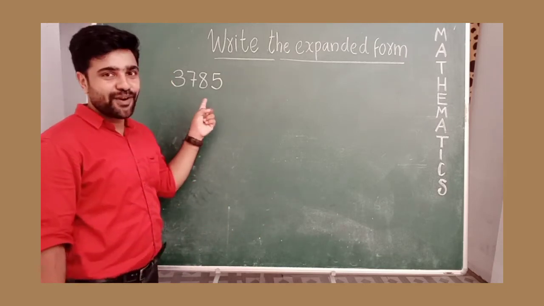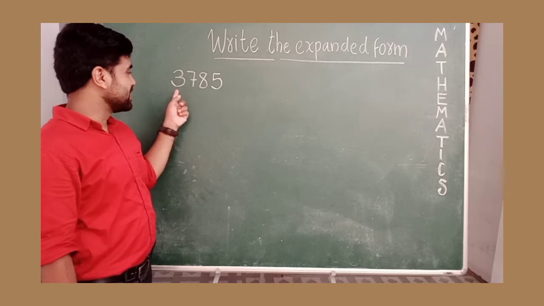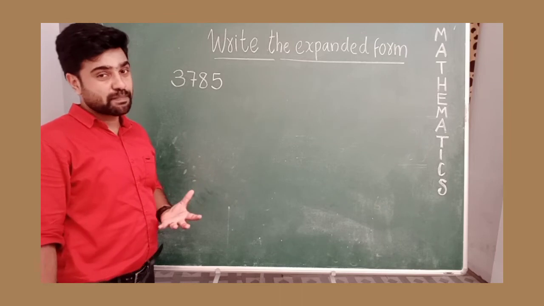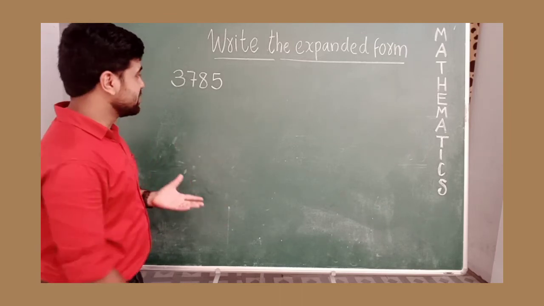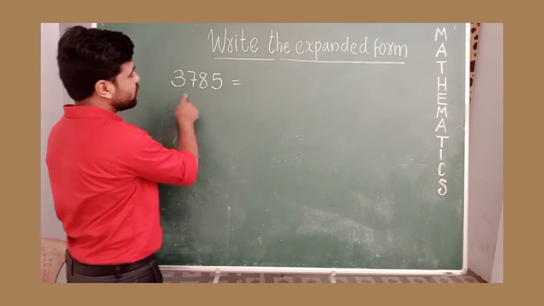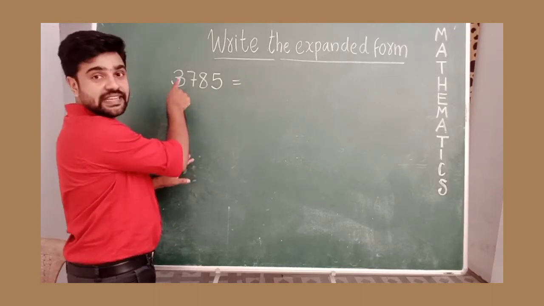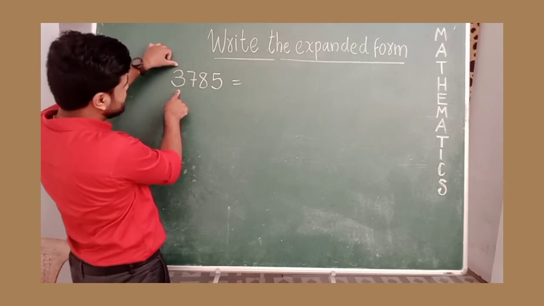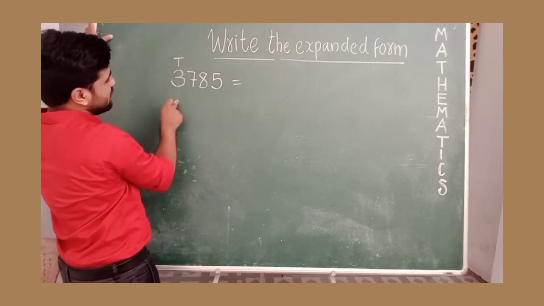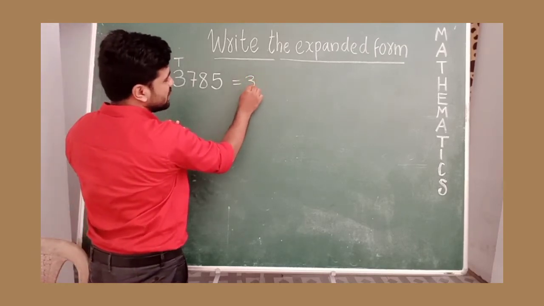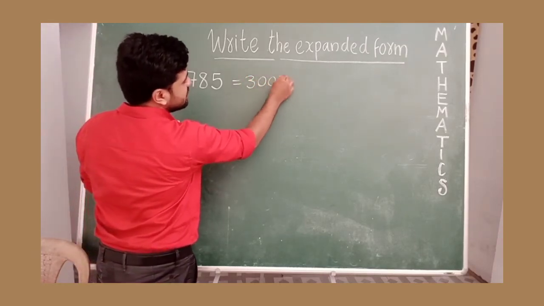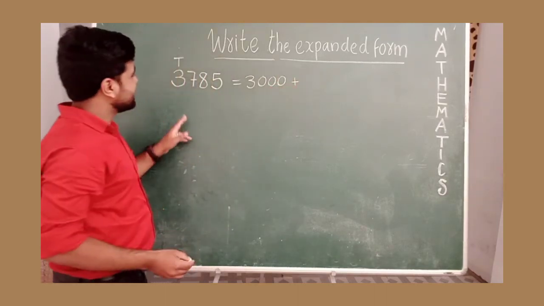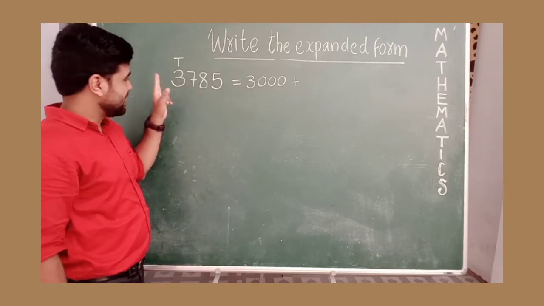We have a number on the board. It is 3785. Then writing the expanded form of a number is very easy. Take each digit and write its place value. 3 is the first digit and 3 is in thousands place. So the place value of 3 is 3000 plus. Then check the next digit in the given number.